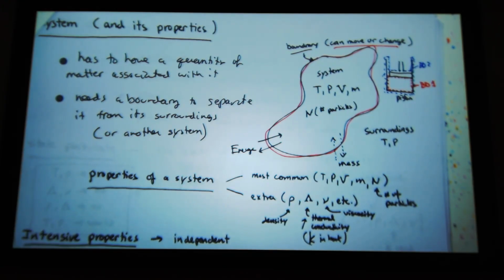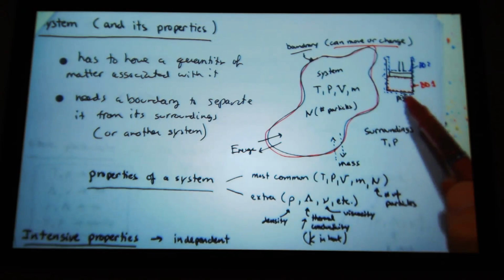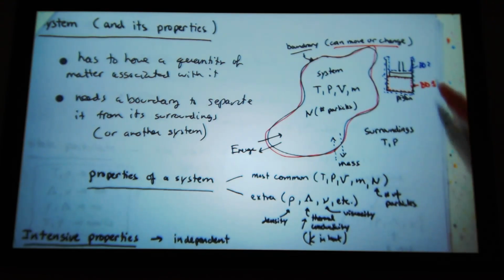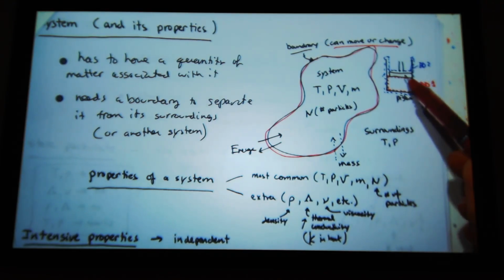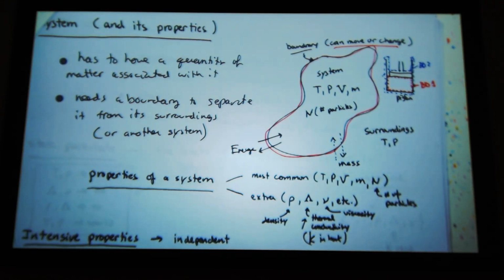I can draw my boundary different ways. If I do boundary method 1, then my surroundings are the cylinder outside, all the stainless steel, and all the air outside of that. My surroundings consist of everything outside the boundary. My system is only the gas inside. If I do this other case, then the stainless steel walls of my piston and the gas inside are my system, and everything outside is my surroundings.